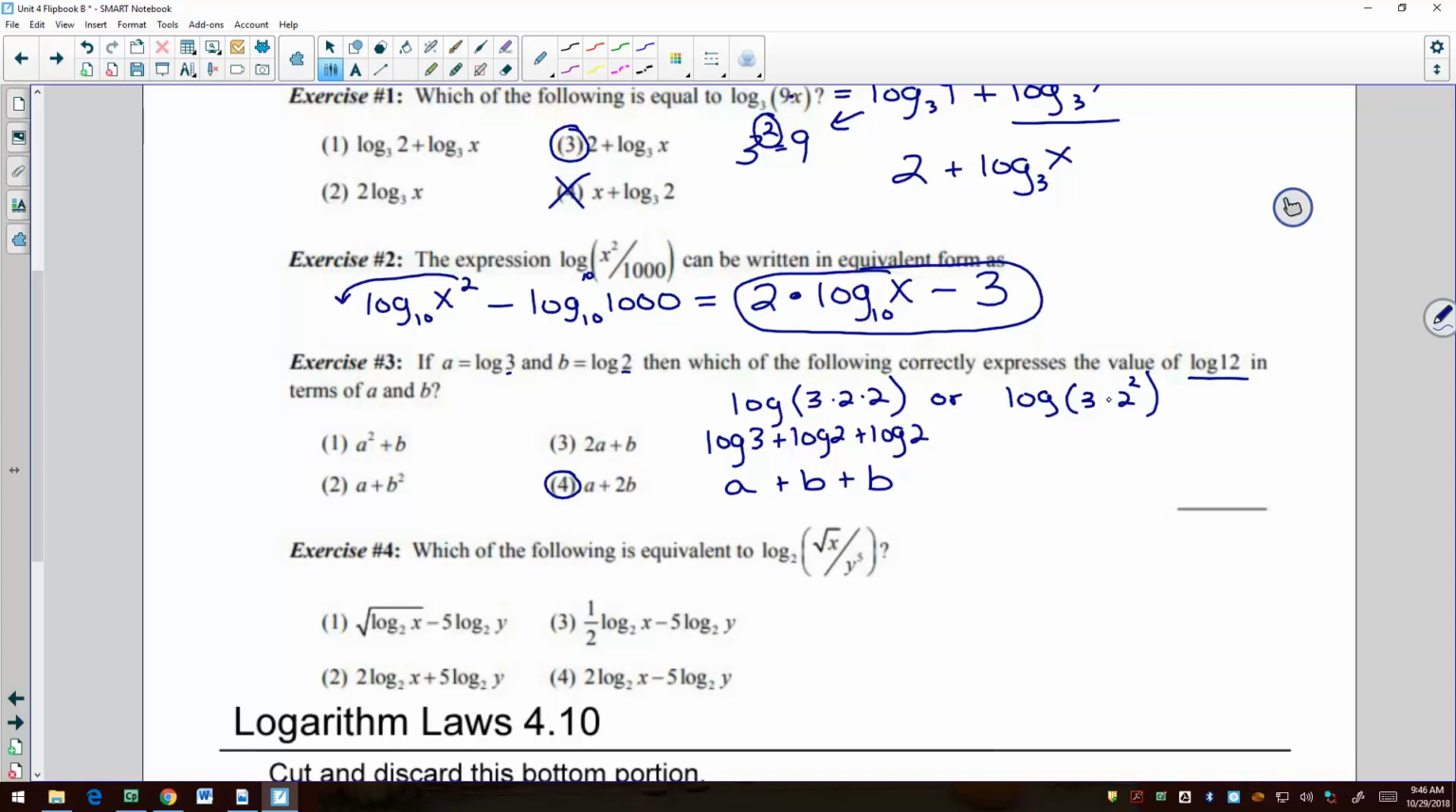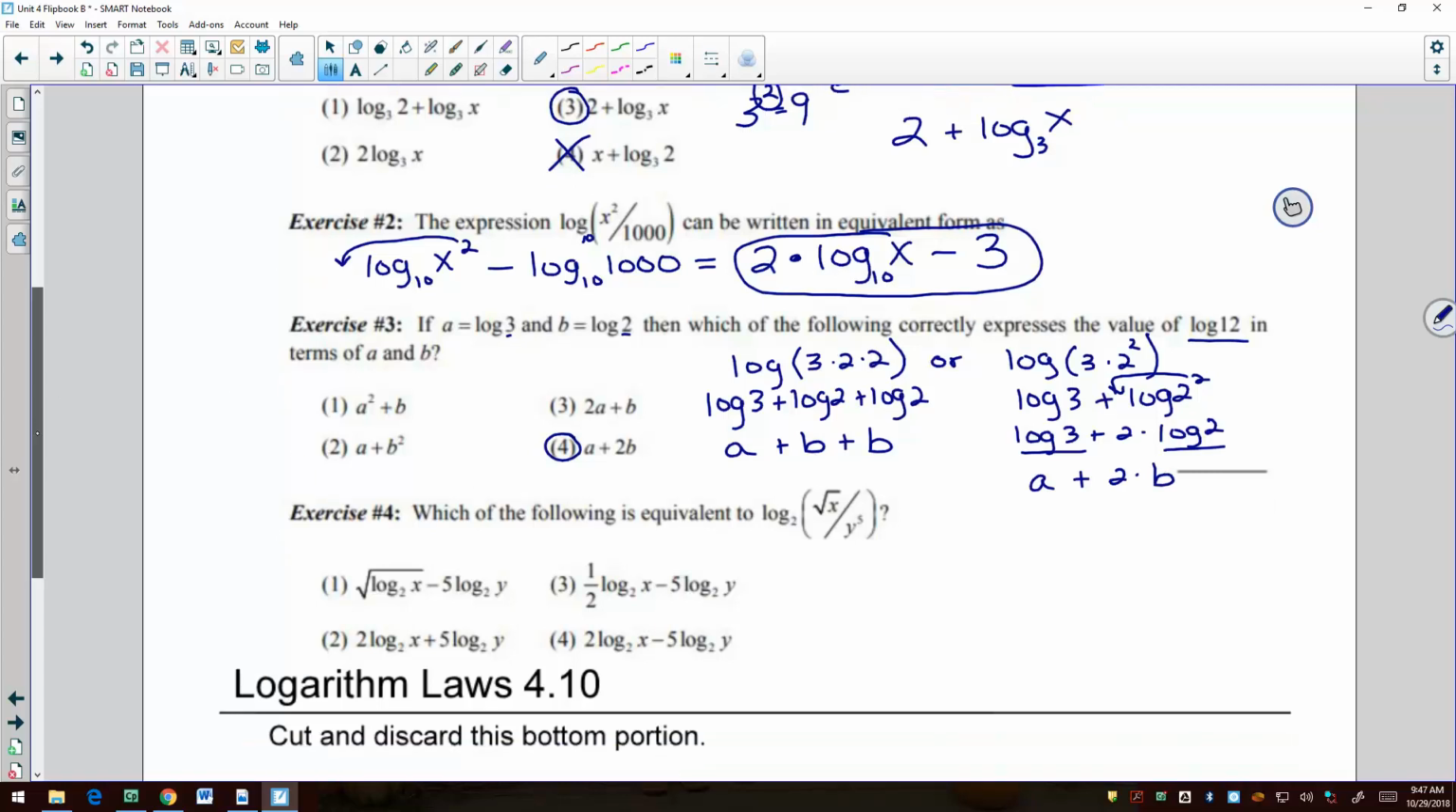You can break this up using your product rule, using addition. So the log of 3 plus the log of 2 squared. And then you have to use your power rule and drop the 2 in the exponent down to the front. So this becomes the log of 3 plus 2 times the log of 2. Well, now if you replace the log of 3 and the log of 2 with what they told us they're equal to, this becomes a plus 2 times b, which is the same thing I got over here.